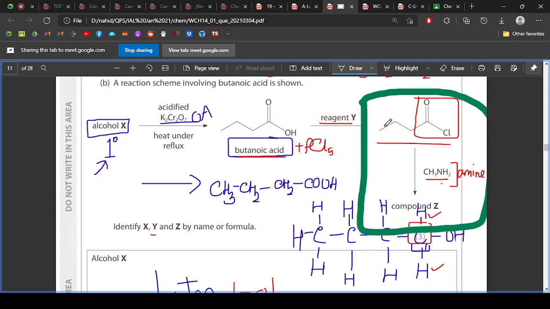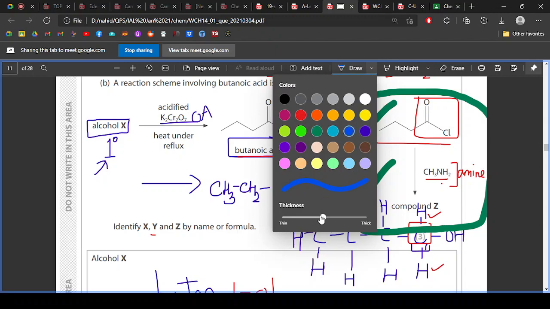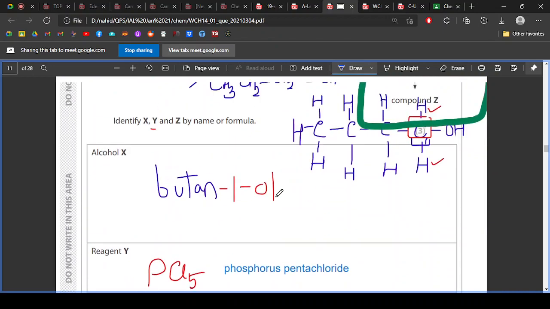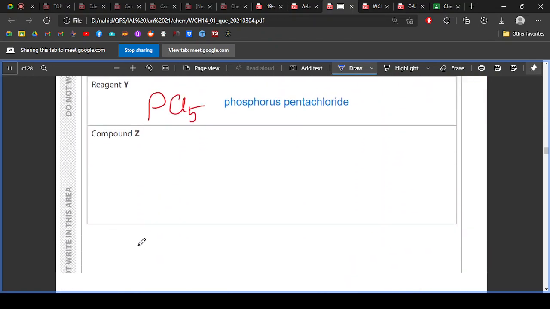In this part, this is your starting compound, which is the acyl chloride, okay? And this is your amine. Acyl chloride reacts with amine, and the product that we usually get is an amide. So let me help you. The acyl chloride that they're showing here is something like this.